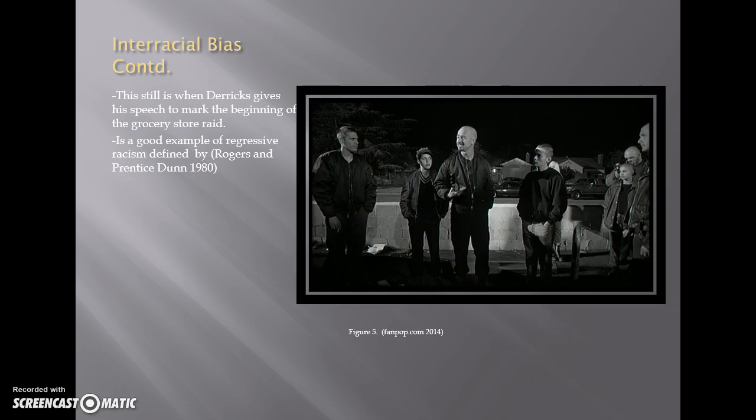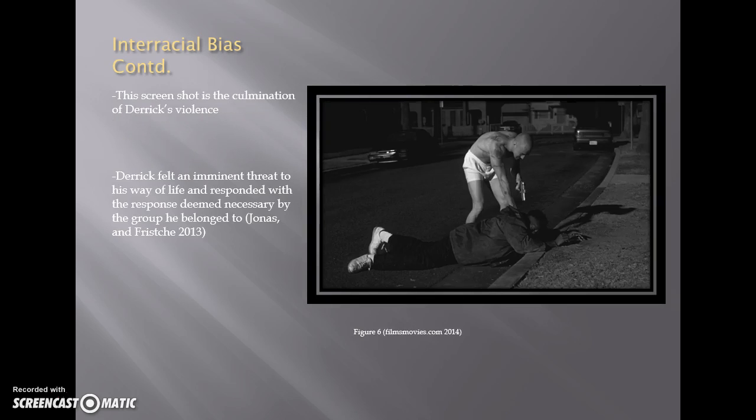This speech is what motivates the group to wreak havoc in the grocery store. Research conducted by Rogers and Prentice-Dunn in 1980 showed that when groups are emotionally aroused, they will revert to their traditional racist beliefs, known as regressive racism. Derek motivated the others by providing the facts that explain their anger, which aroused their emotions. The result of his speech was the dismantling of the grocery store.